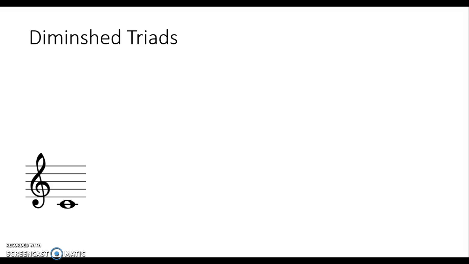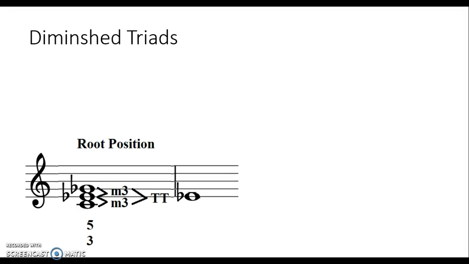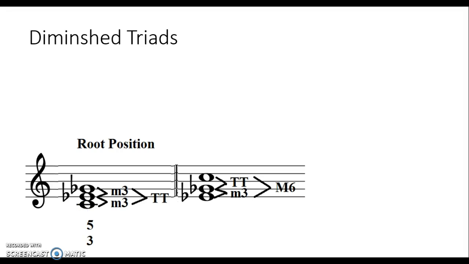And then finally the diminished. It is two minor thirds stacked on top of each other, or a tritone above the tonic, giving you a very dissonant sounding chord. That's your root position. Your first inversion starts on E flat, a minor third above, and then a major sixth off the tonic note, or a tritone above that, G flat. And this chord sounds like this.